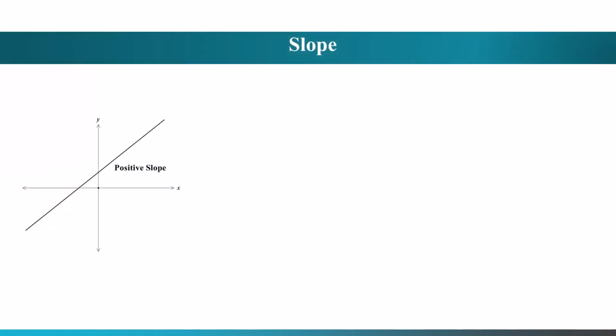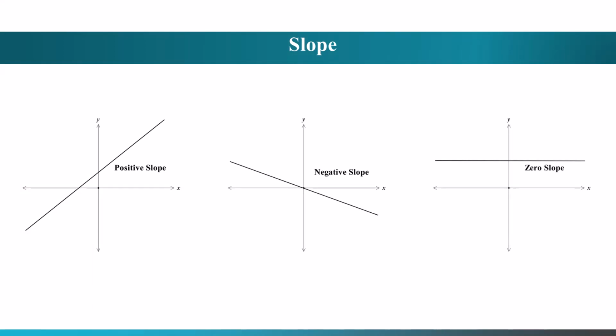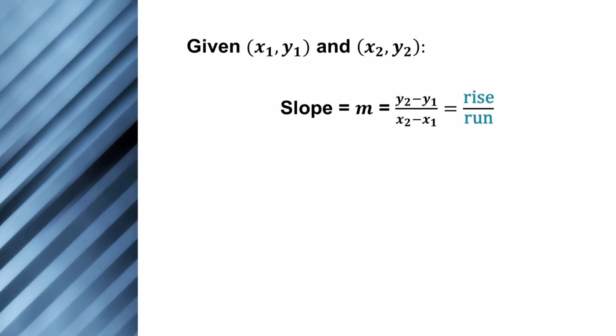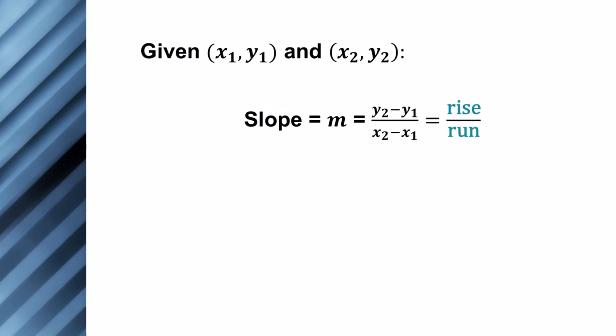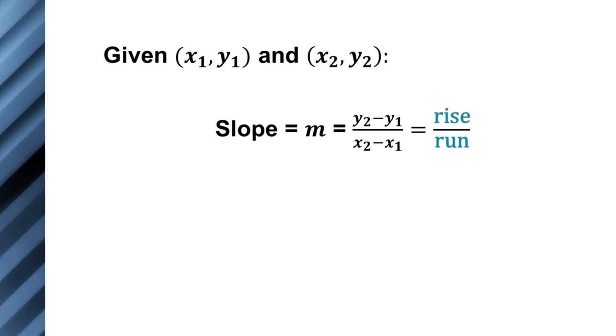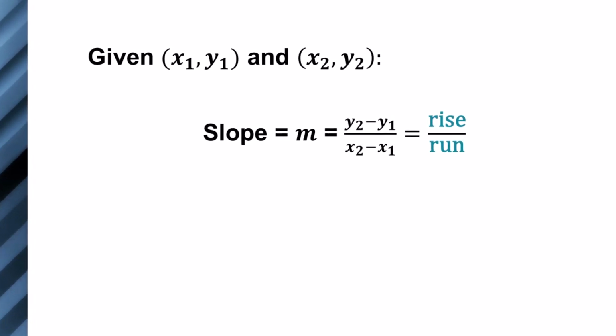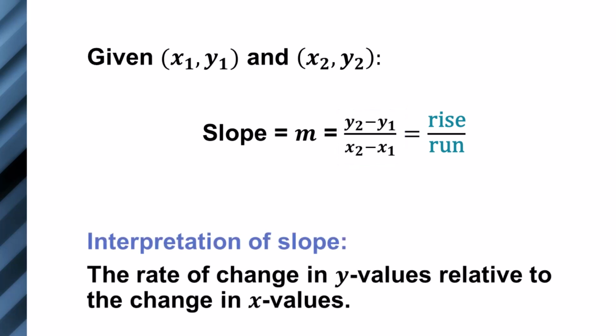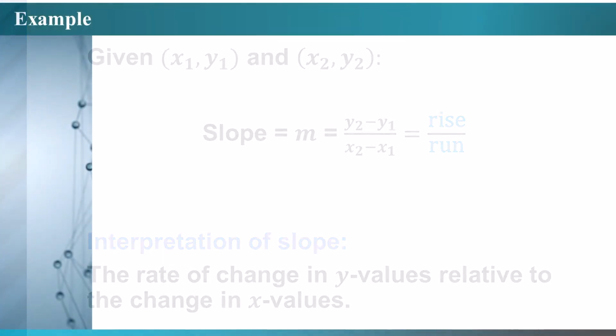The slope indicates the line's steepness, with positive slopes rising and negative slopes descending. Horizontal lines have a zero slope. To find the slope between points x1, y1 and x2, y2 on a line, divide the change in y values, which we sometimes call the rise, by the change in x values, which we sometimes call the run. This gives us rise over run, which is y2 minus y1 divided by the quantity x2 minus x1. This represents the rate of change in the y values relative to the x values. Now let's look at some examples.